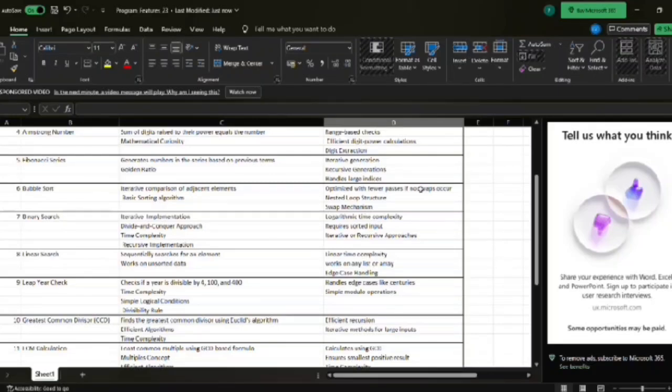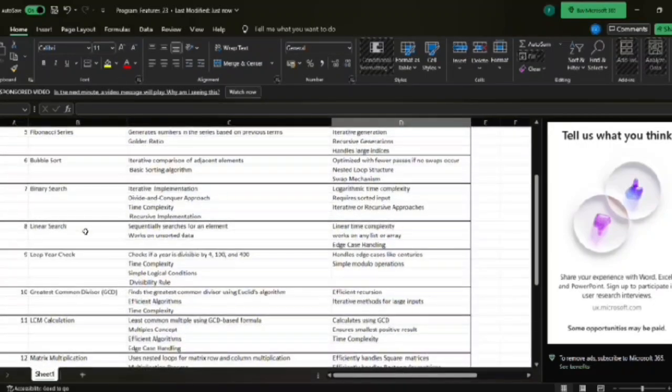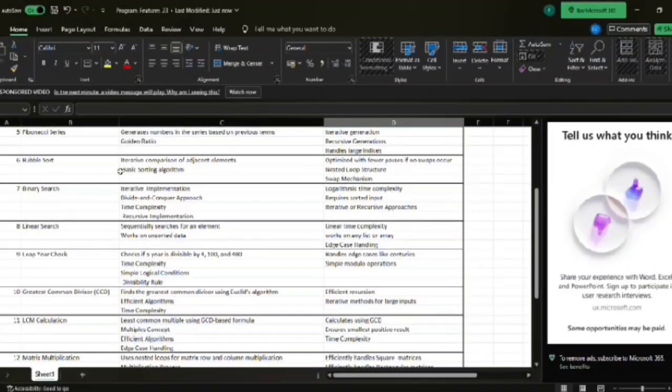8. Linear search. Sequentially searches for an element. Linear search checks each element in the array one by one until the target is found. Works on unsorted data. It can be used on both sorted and unsorted arrays.